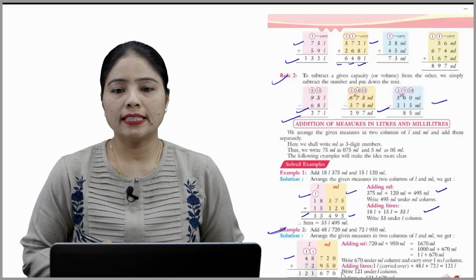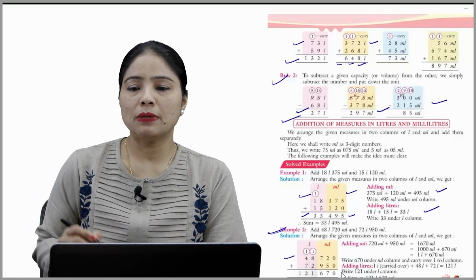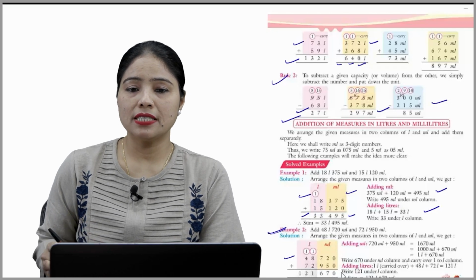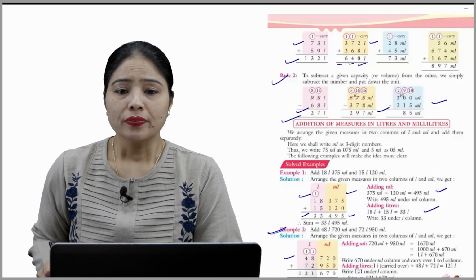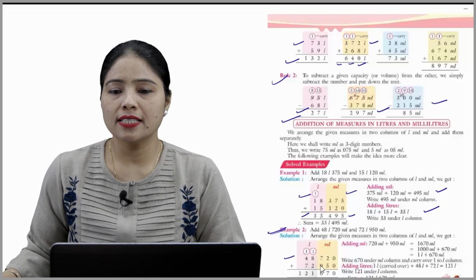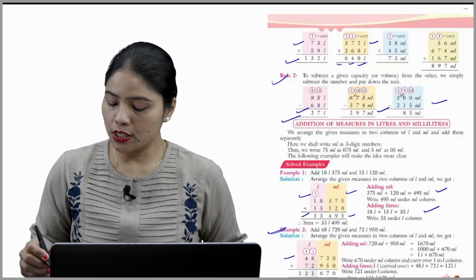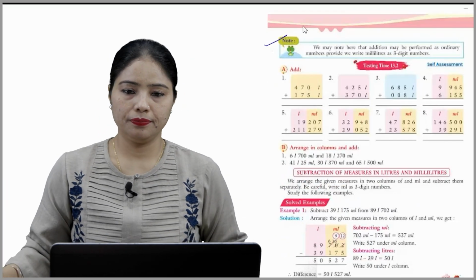Now we give this 1 as a carry. So now add the liters value. So 48 plus 72 plus 1, that means it becomes 121. So 121 liter and 670 milliliter is the answer of that one, beta. I hope you understood. So now next.